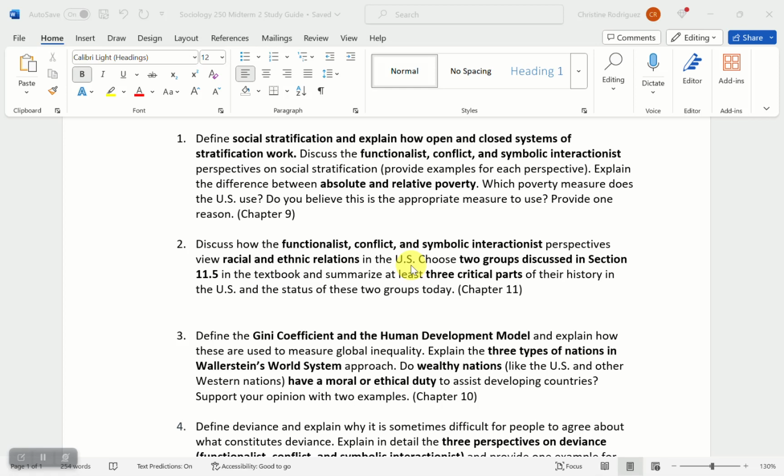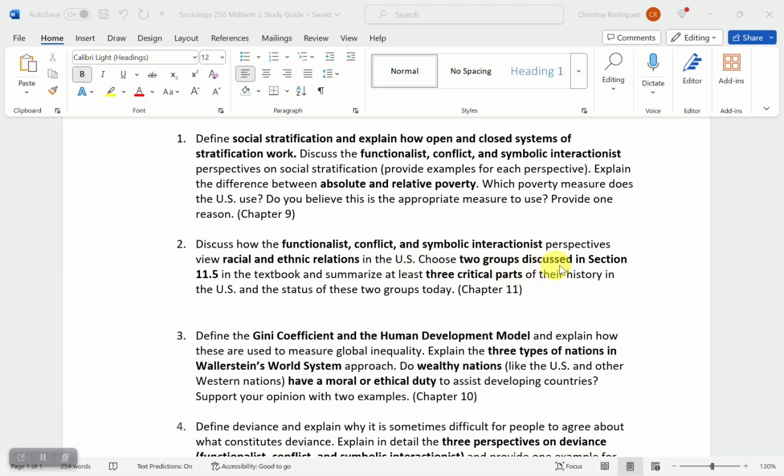Again, in that discussion, you're telling me how these theories each analyze racial and ethnic relations, and you're also giving me examples, right? You're not just making statements, you're supporting them. That's an important thing because I cannot read your mind. I cannot know what you mean unless you tell me what you mean.